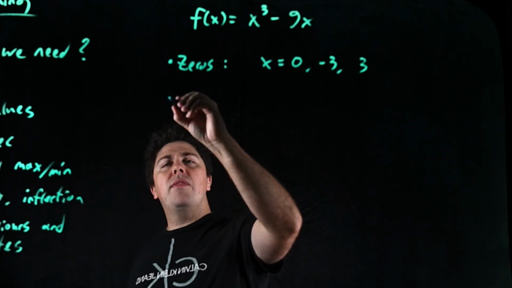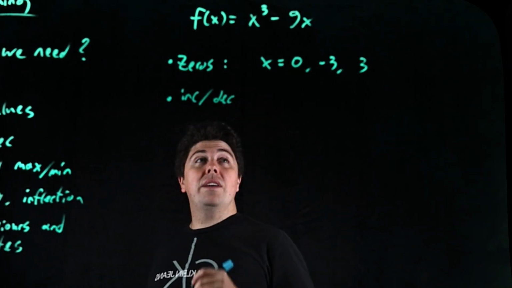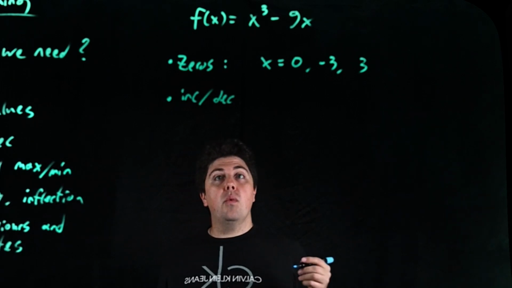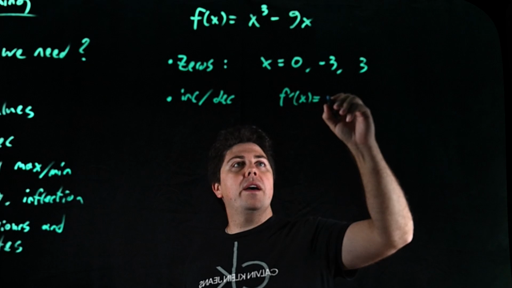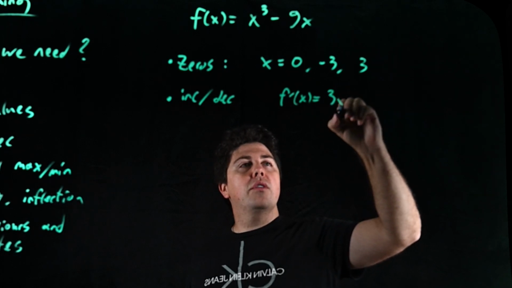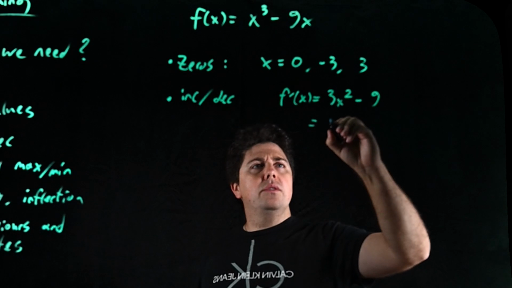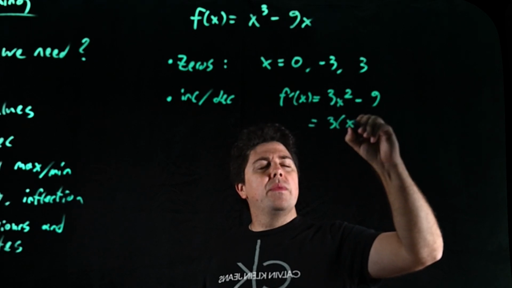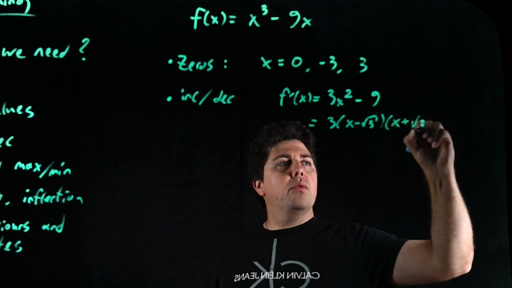So let's talk about when this function is increasing versus decreasing. So here, what do we have? We compute, as we've done before, f prime of x is equal to 3x squared minus 9, which is 3 times (x minus root 3)(x plus root 3).